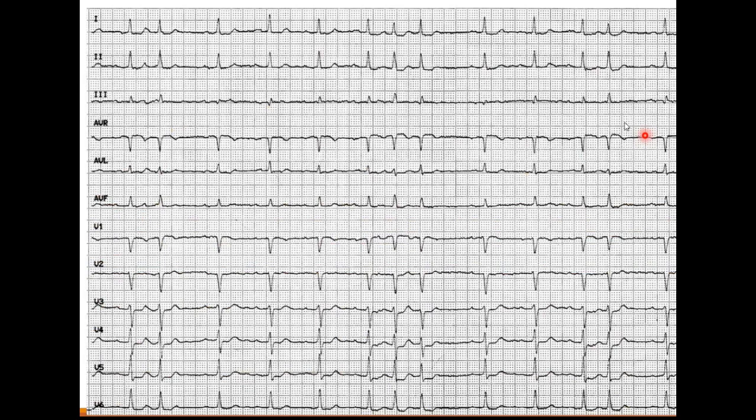So here's another practice question. It's question number 12. I want you to focus on Q duration, ST segments, and T wave.